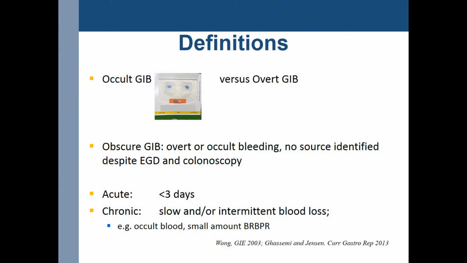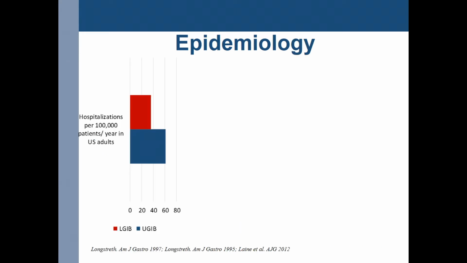And finally, acute GI bleed has been going on for less than 3 days, while chronic GI bleed is slow and/or intermittent blood loss, which can be, for example, in somebody who's having occult GI bleeding and develops iron deficiency anemia, or having small amounts of intermittent bright red blood per rectum. So now we'll move on to epidemiology.